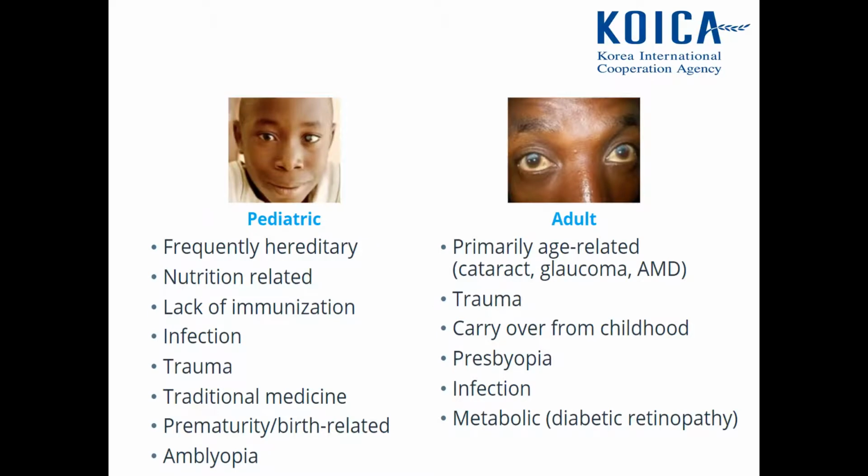There are some different eye conditions between children and adults. In children, eye abnormalities can happen congenitally, from nutrition deficiency, or in visual acuity development. In adults, eye disease can happen from age-related metabolic disease like diabetes mellitus. We should consider these situations when we examine the eye.